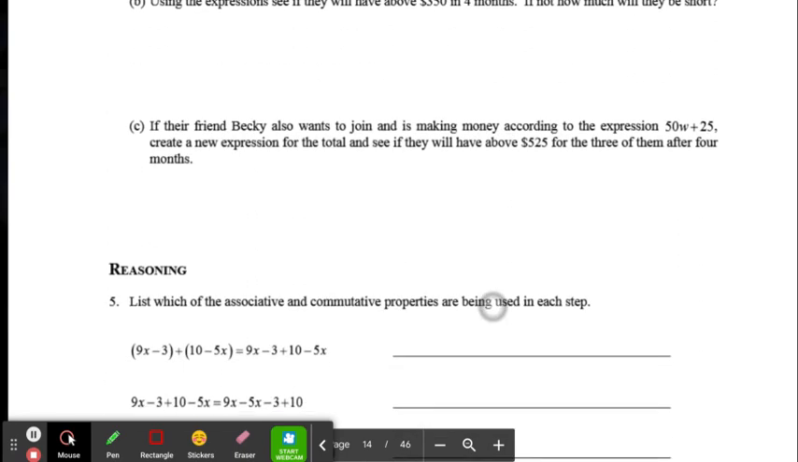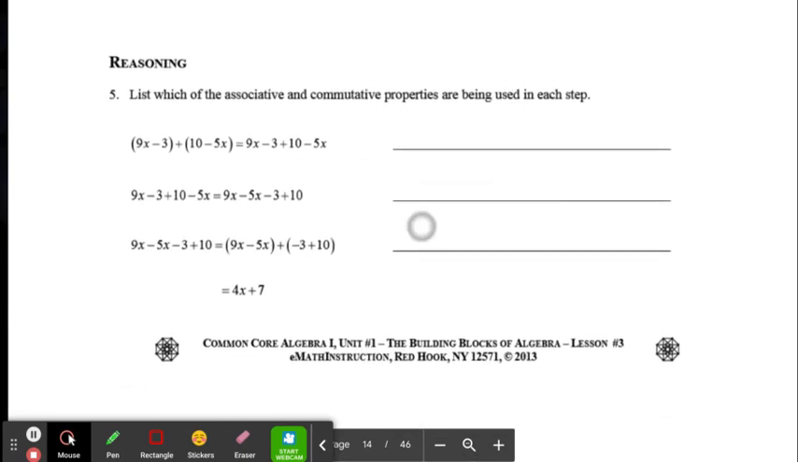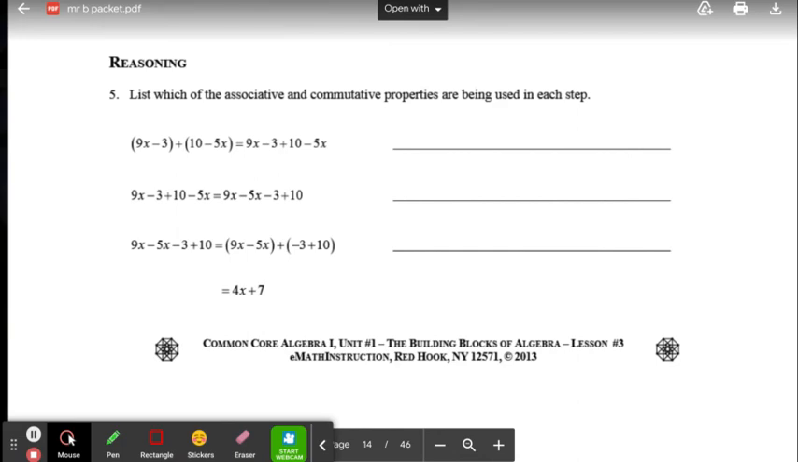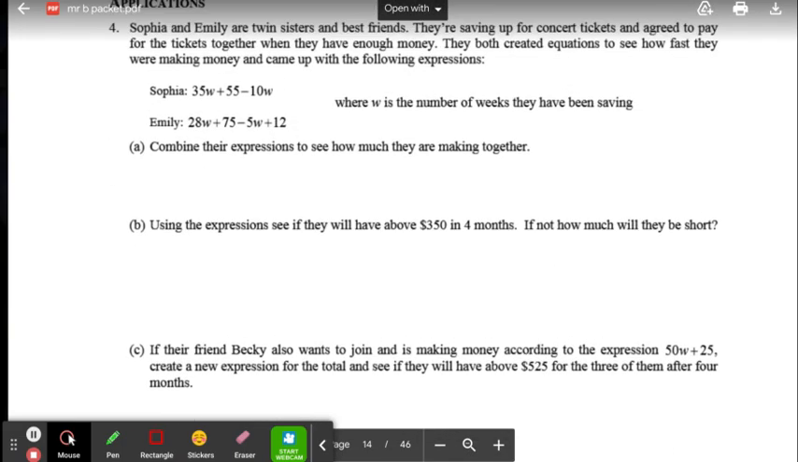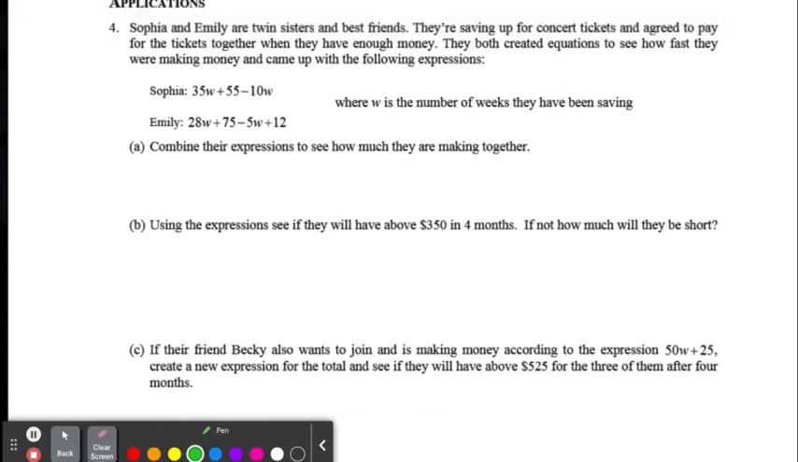Okay, word problem. Give number 5 a try. It's saying which properties are being used, associative or commutative. This one looks tricky, but really you're combining these two. Read through them, and then if you're stuck, we can go through them tomorrow together.